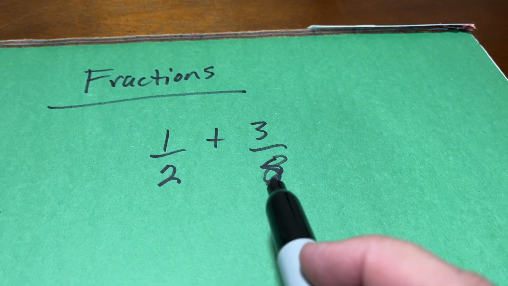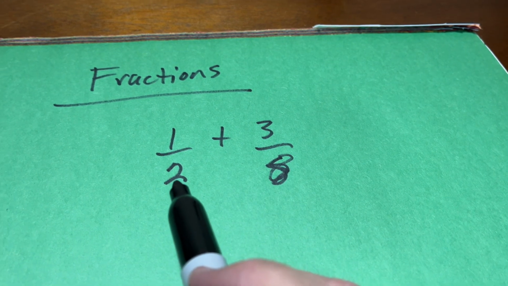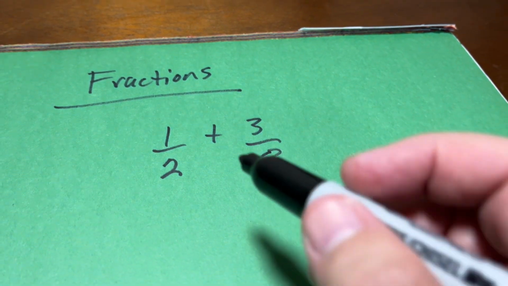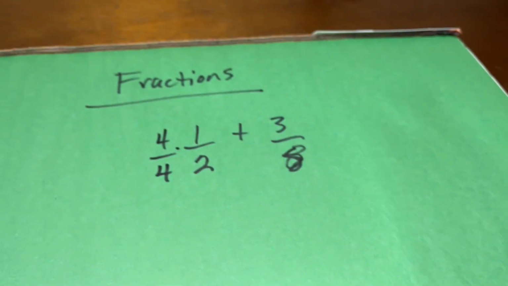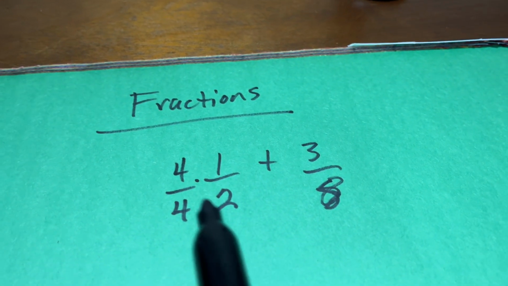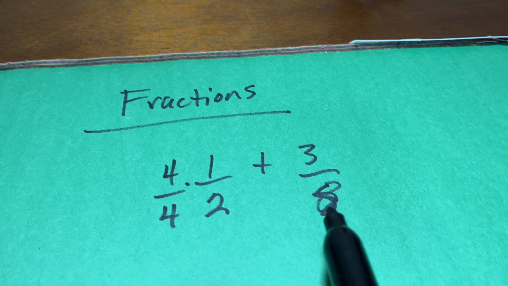Now this is an 8. I know it's a crazy looking 8, but that's an 8. And this is a 2. So we want to make these the same. I think the easiest way to do that is to multiply this side over here by 4/4. Now, 4 times 2 will be 8, which is what we have here.